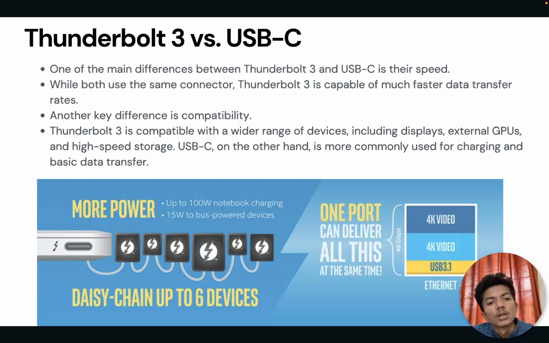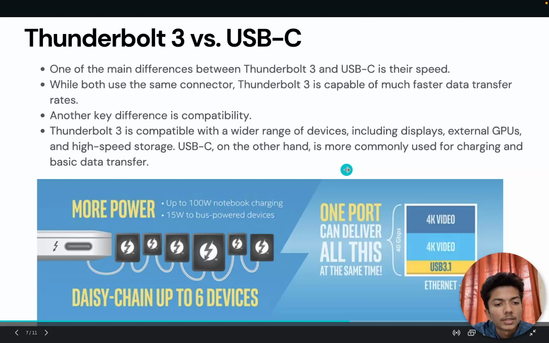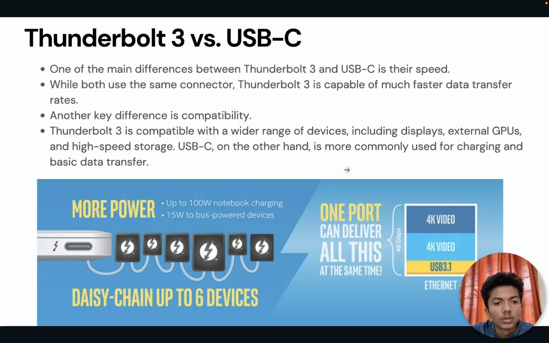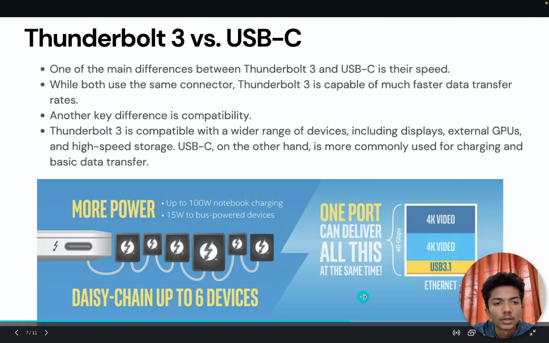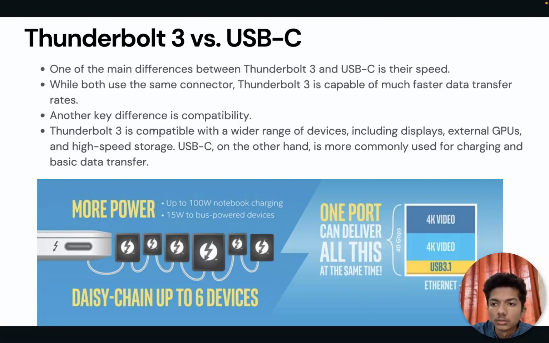So here is an example of daisy chaining up to 6 devices through Thunderbolt, and one port can deliver all of this. It is Thunderbolt 3, which can continuously extend the display to two 4K displays, and simultaneously it can charge the device. It can also transfer data.